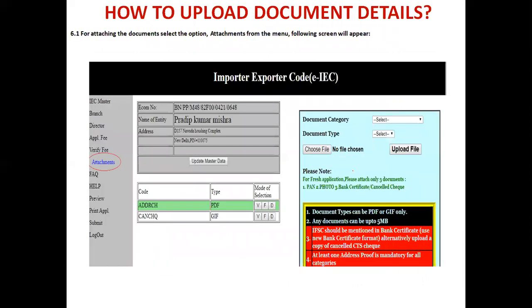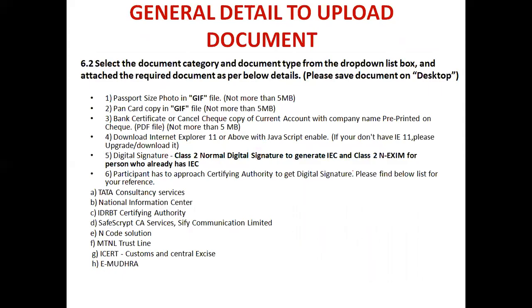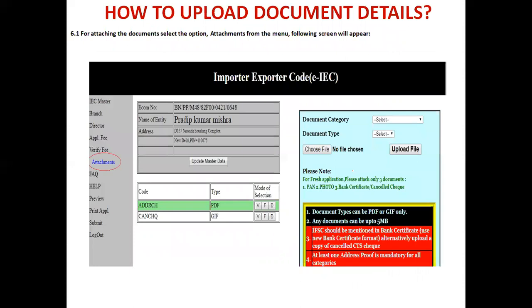So this is the simple procedure, how to upload a document. Be careful in uploading the document. So here we have seen how to add a branch. It is just a simple registration kind of procedure, okay? You need to click on the branch. So you will get all the information: directors, application fees, verify, and now they will ask for the documentation.